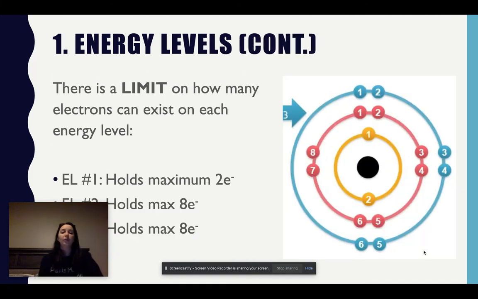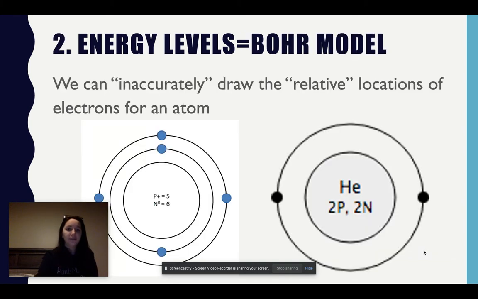Now, what's important for you to know is that there's a limit on how many electrons can exist on each energy level. On the first energy level, it holds a maximum of 2 electrons. On the second energy level, it holds a maximum of 8. And on the third energy level, we also hold a maximum of 8. Once we get to the fourth energy level, we can hold 16. However, I will not be asking you to draw a Bohr model that surpasses an energy level of 3. So it's important that you know my first energy level only holds 2, and the next two after can hold a max of 8 electrons.